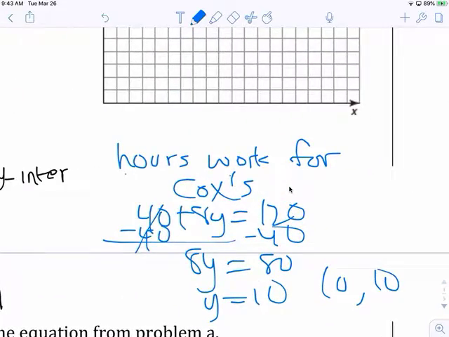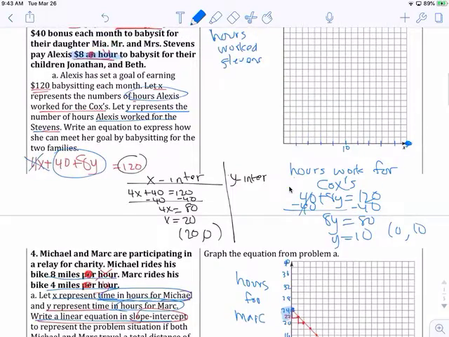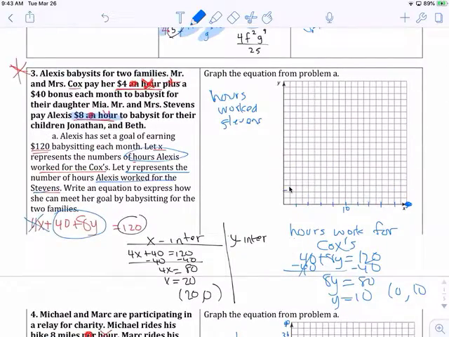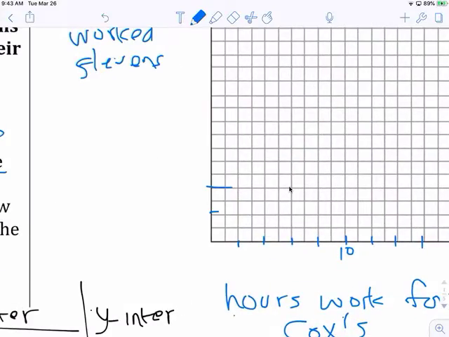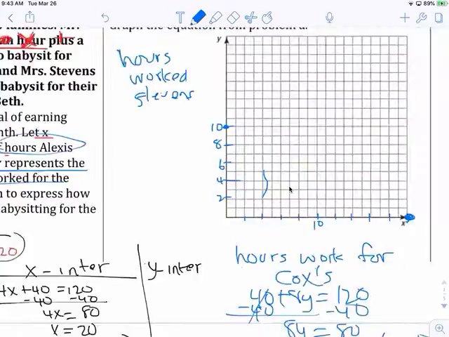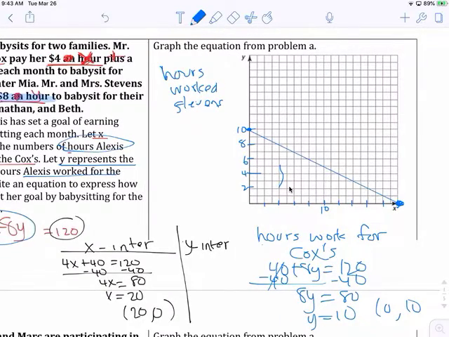We're numbered by 1. Let's go up to 20, right? 2, 4, 6, 8, 10, 12, 14, 16, 18, 20. That's my x-intercept. My y-intercept is 10: 2, 4, 6, 8, 10. There we go.